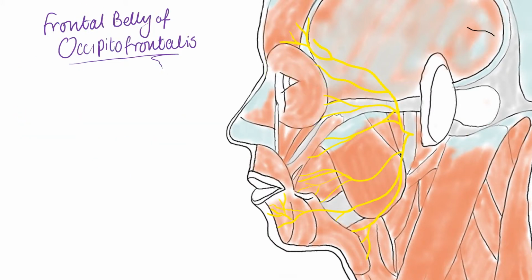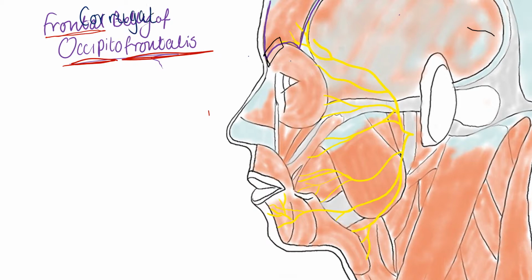So now we're going to talk about the frontal belly of occipitofrontalis, which I will outline in purple. Now, if you imagine occipitofrontalis, it's exactly as its name suggests. It is found on the frontal bone, and it's also found on the occipital bone. So there is an anterior and a posterior belly. So this is the frontal, the anterior belly of occipitofrontalis. The posterior belly is found back on the occipital bone.